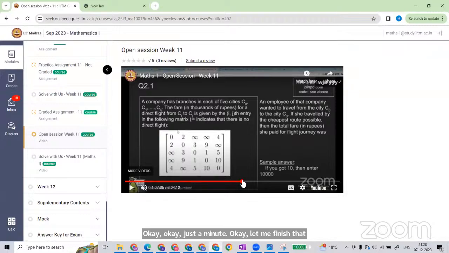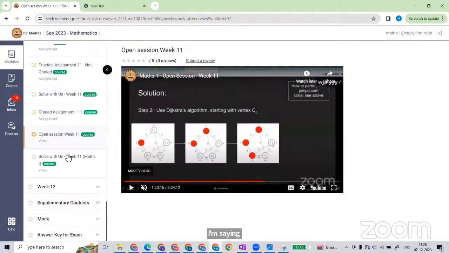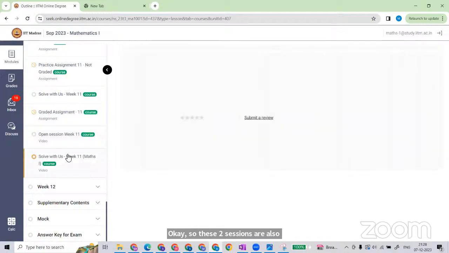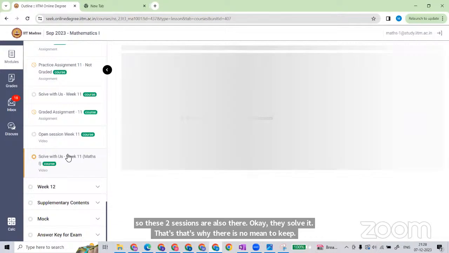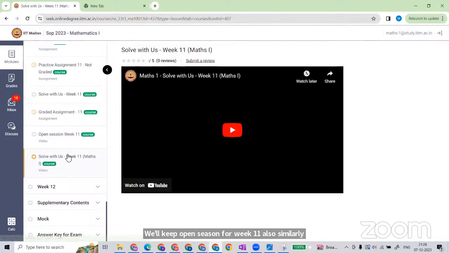So these two sessions for week 11 are also there. Since there are solve-with-us sessions already, there is no point in keeping another solve-with-us session. We will keep open sessions for week 11 also, similarly to whatever we are doing for week 10.